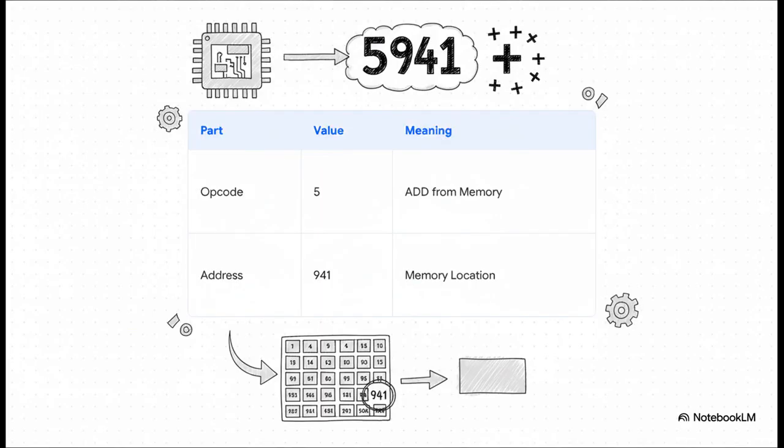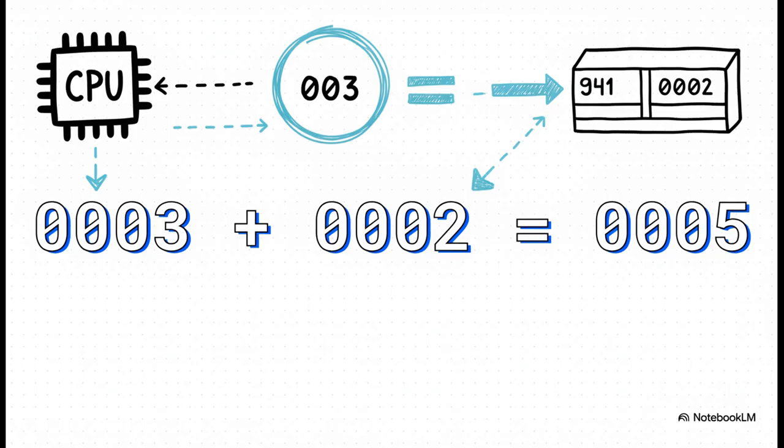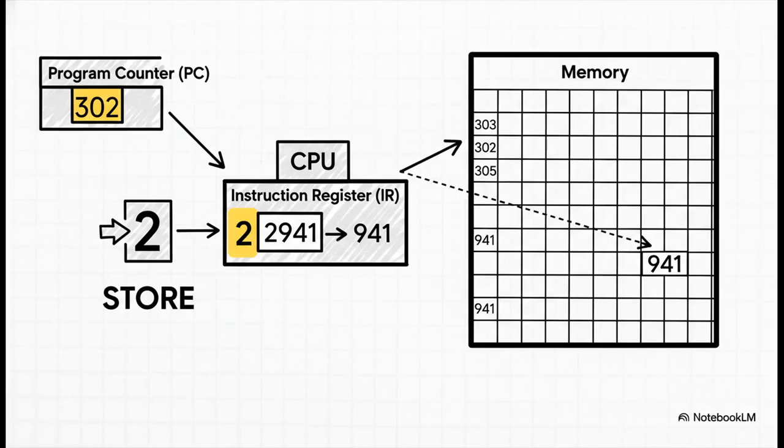Next, the CPU decodes that 5941. This time, the opcode is 5, and that means add. The address part, 941, tells it exactly where to find the number we need to add. Okay, to execute this, the CPU goes to address 941, fetches the data there, which is the number 0002, and adds it to the value that's already sitting in the accumulator, which, if you remember, was 0003. The result? 0005 now replaces the old value in the accumulator. Simple addition.